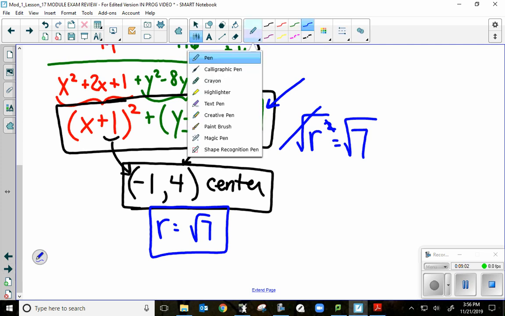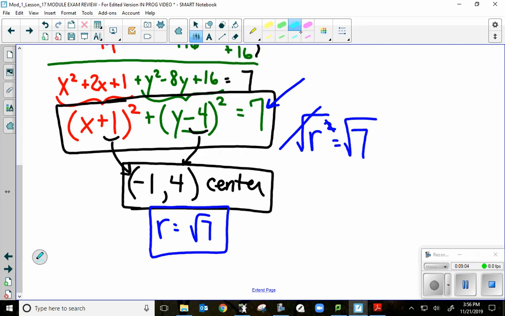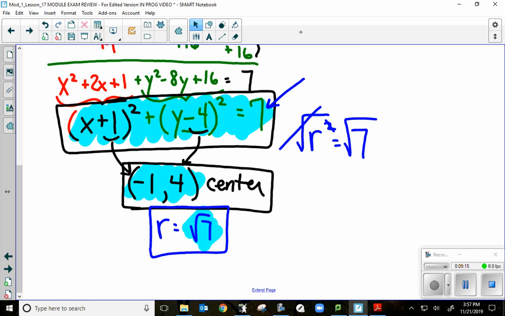But what do we have here with this problem? We have our equation of a circle in standard form. We have our center, and we have our radius. Those are the three things that it asked me for, and we're good to go.